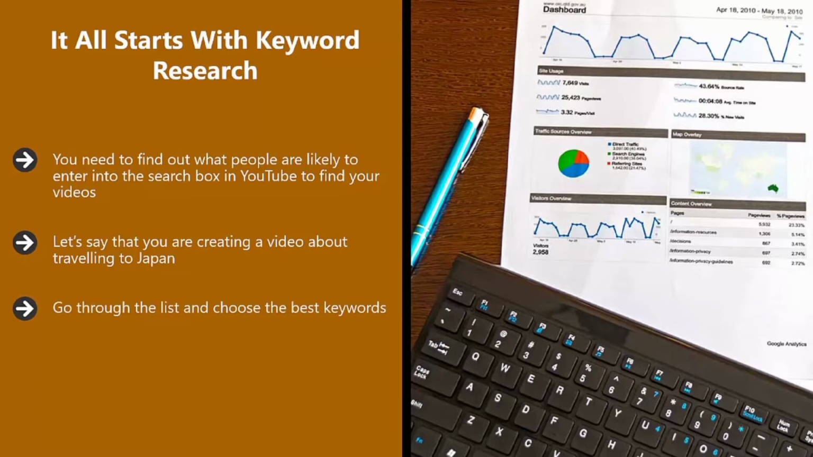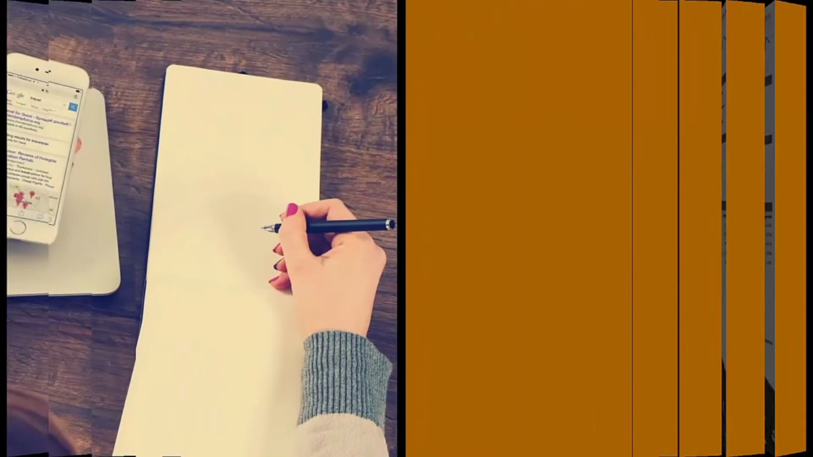Look at the estimated search volumes. You want to come up with a list of around 10 keywords for each video. Decide which keyword will be your main keyword. Maybe this could be travel to Japan.